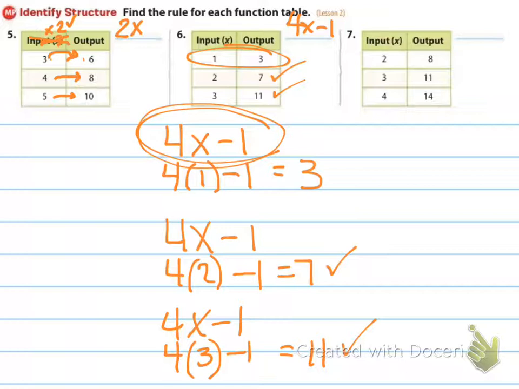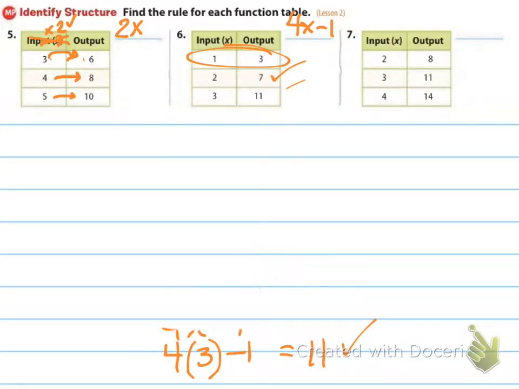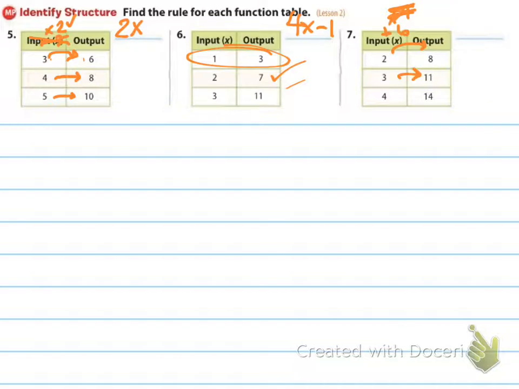All right, so for number 7, let me get rid of all this. Oops, get rid of all this. For number 7, we go from 2 to 8. So I know to go from 2 to 8, I would either multiply times 4 or I would add 6. So I'm just going to test that out. 3 times 4 is 12. So that's not going to work. And then 3 plus 6 is 9. That's not going to work. So I already know neither one of those are going to work out for me. So I'm going to let that go now.